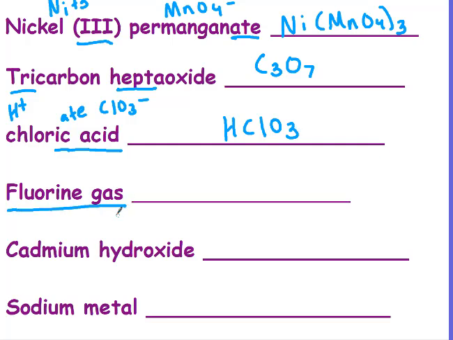Fluorine gas. So the gas isn't mattering right now. Later we'll see that we're going to add a state symbol when they tell us what state it's in, but all we have is fluorine. Fluorine is F. So we stop and we look on the periodic table and see if fluorine is one of the diatomic elements. It is, so it's going to be F2.